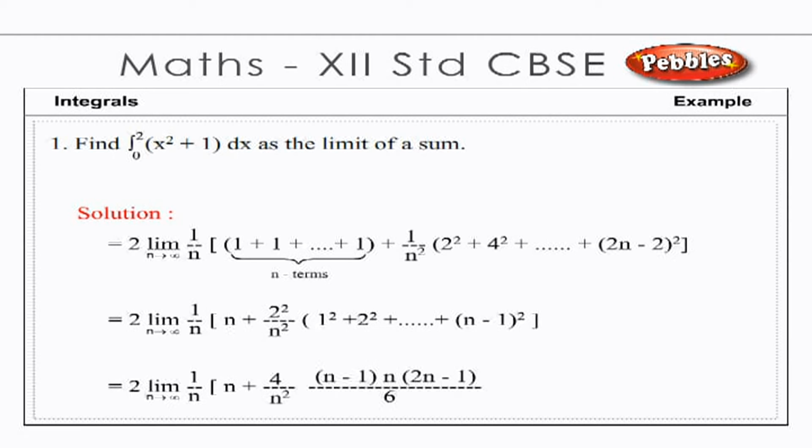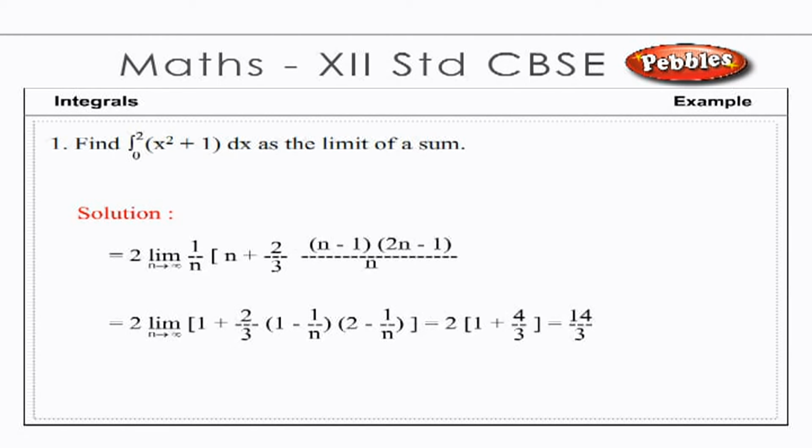is equal to 2 limit n tends to infinity of 1 by n into [n plus 2 square by n square into 1 square plus 2 square up to n minus 1 whole square] is equal to 2 limit n tends to infinity of 1 by n into [n plus 4 by n square into n minus 1 into n into 2n minus 1 by 6] is equal to 2 limit n tends to infinity of 1 by n into [n plus 2 by 3 into n minus 1 into 2n minus 1 by n] is equal to 2 limit n tends to infinity of [1 plus 2 by 3 into 1 minus 1 by n into 2 minus 1 by n] is equal to 2 into 1 plus 4 by 3 is equal to 14 by 3.